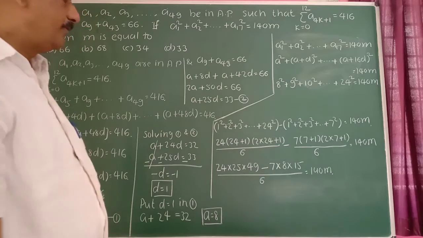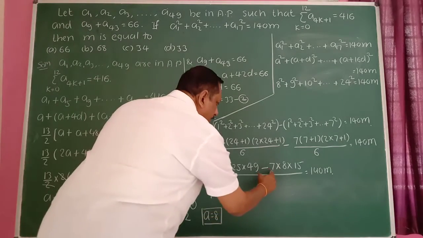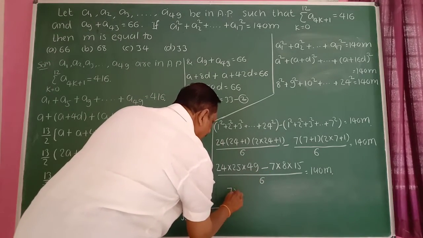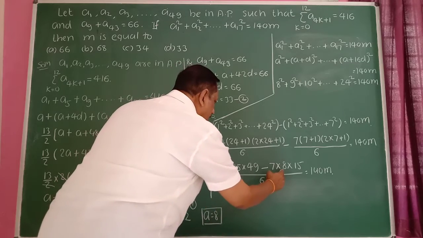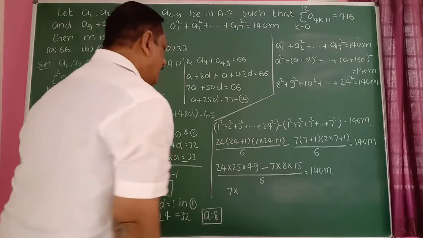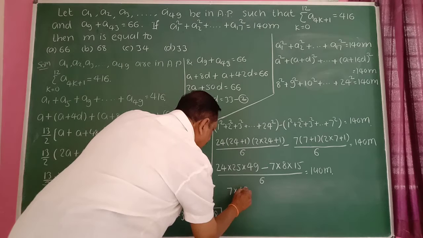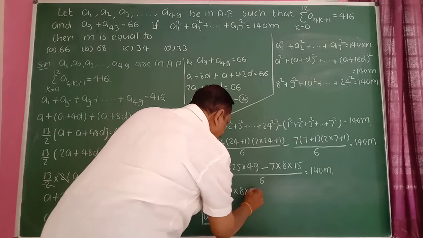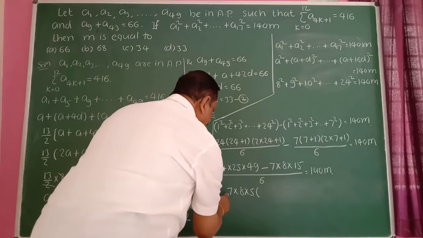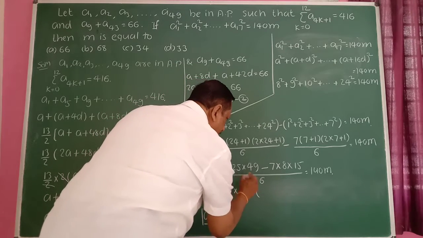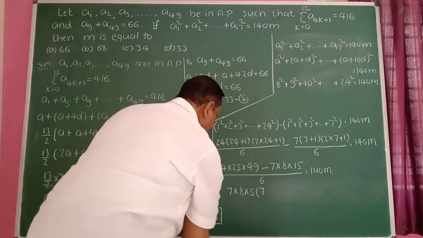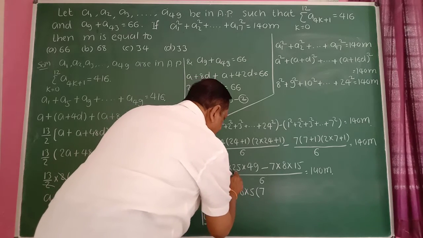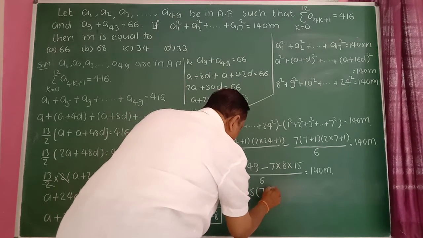We can take 7 as a common factor here. Then you can take 8 as a common factor. 8 is also common here. Then you can take 5 as a common factor, so write 5 outside. Taking 7 common, 7 sevens are 49, so remaining is 7 here. Then 5 is common here, 5 fives are 25, into 5.